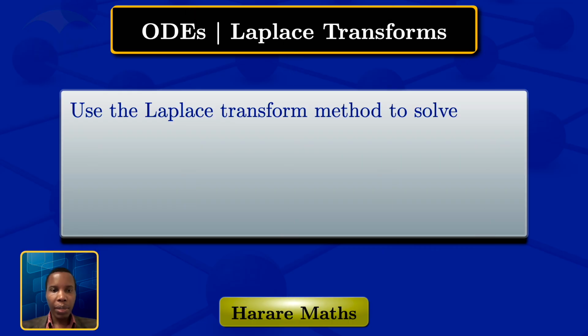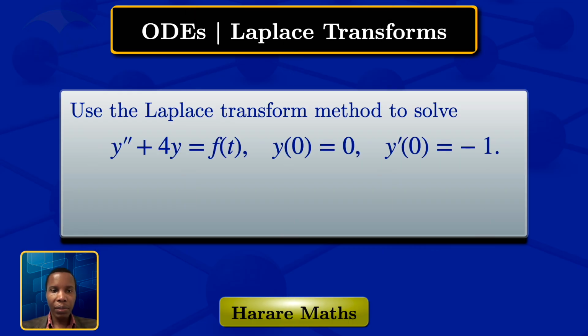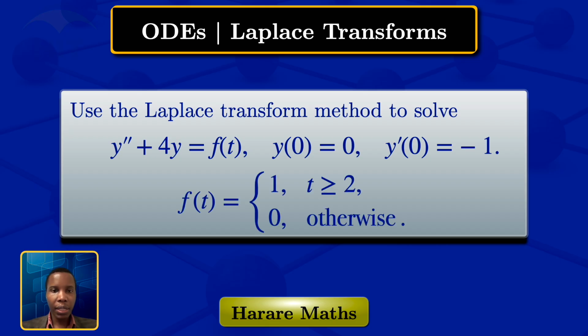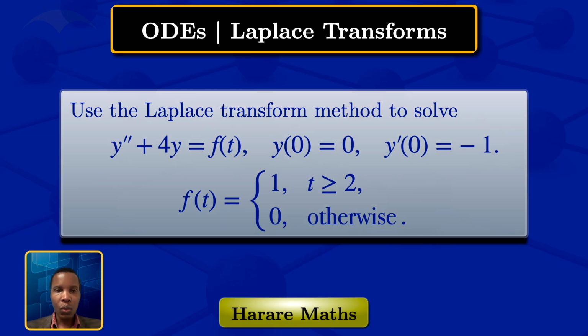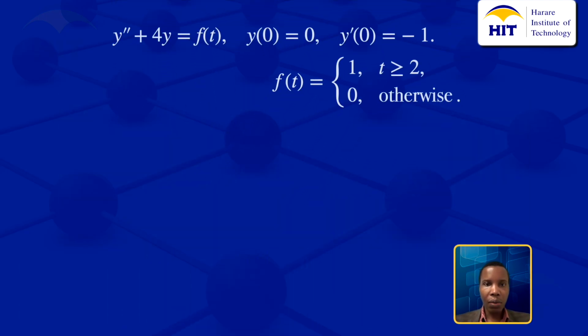I'm going to use the Laplace transform method to solve the second order ODE: y'' + 4y = f(t), subject to the initial conditions y(0) = 0, y'(0) = -1, where f(t) is equal to 1 if t is greater than or equal to 2 and 0 otherwise. So we are given a second order ODE.